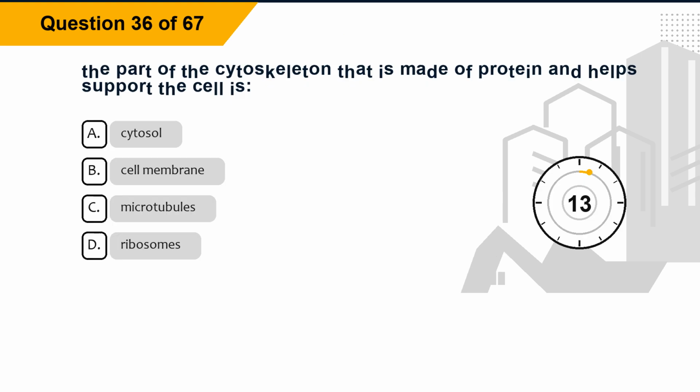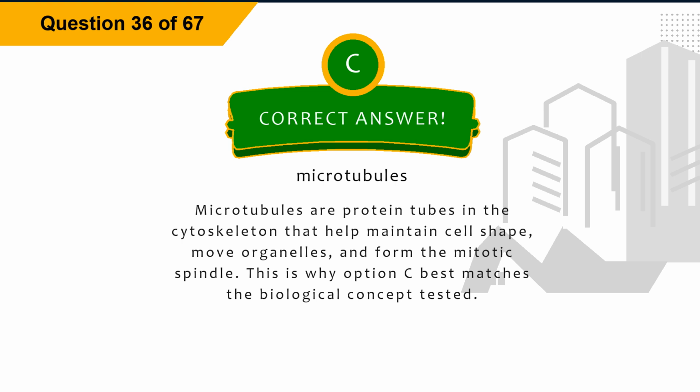Question 36. The part of the cytoskeleton that is made of protein and helps support the cell is option A, cytosol. Option B, cell membrane. Option C, microtubules. Option D, ribosomes. The correct answer is option C, microtubules.